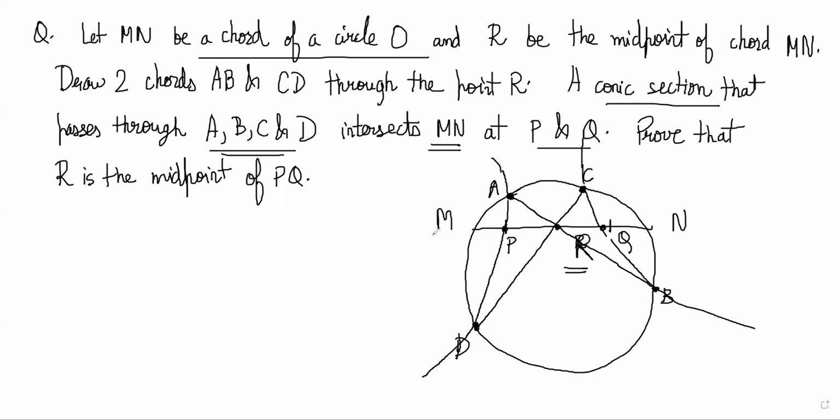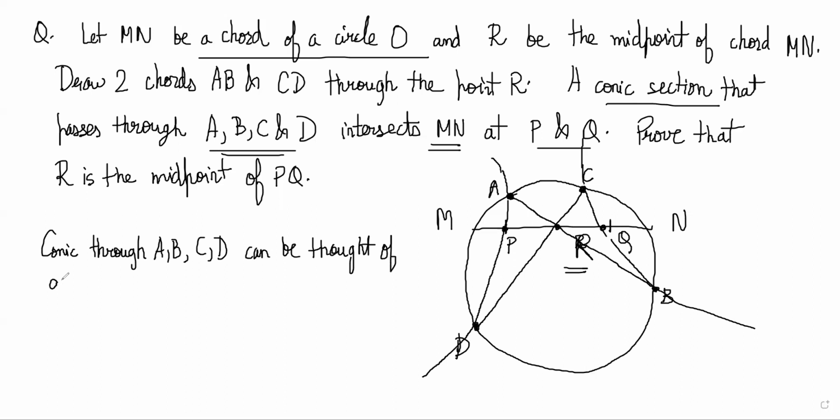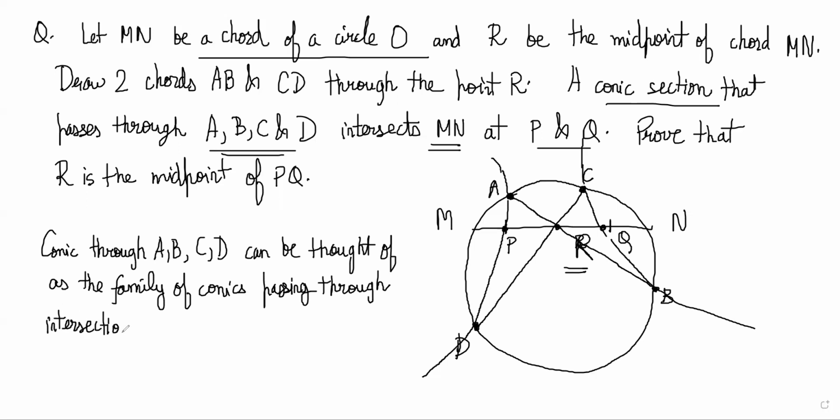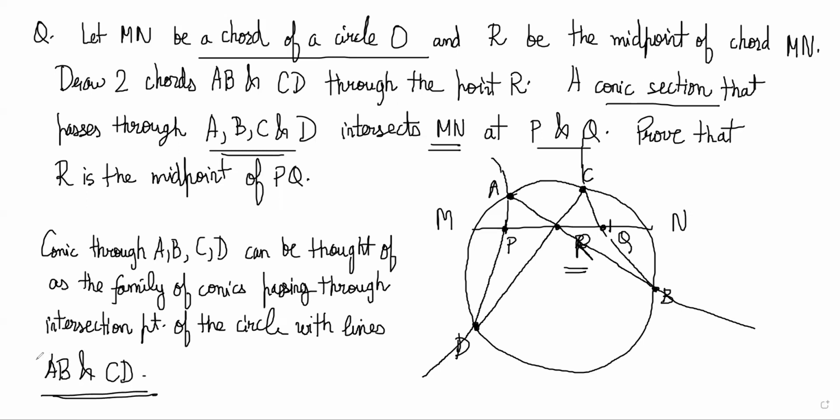Okay. So what we can say here is the conic that passes through ABCD can be thought of as the family of conics passing through the intersection points of the circle with lines AB and CD, right? We have already seen how to write the general equation in that case.